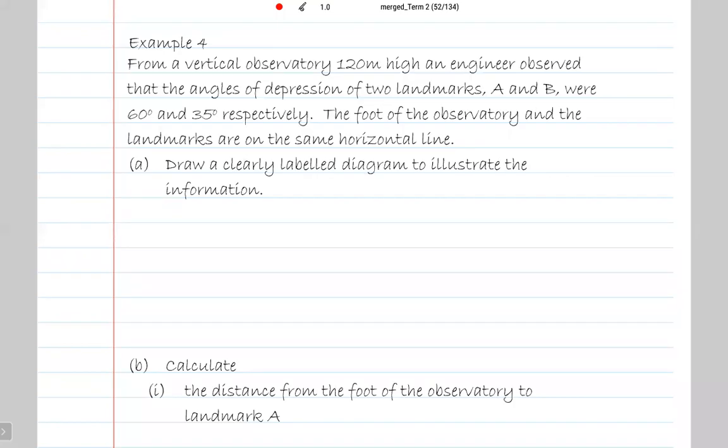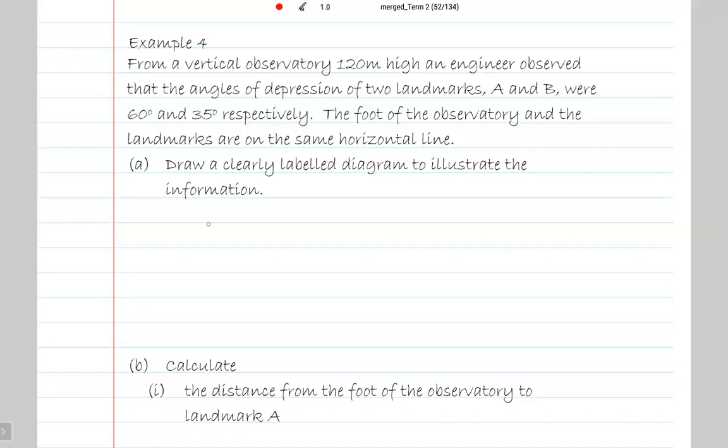All right, so example 4. It says a vertical observatory 120 meters high. From a vertical observatory 120 meters high, an engineer observed that the angle of depression of two landmarks A and B were 60 degrees and 35 degrees respectively. The foot of the observatory and the landmarks are on the same horizontal line. We are to A, draw a clearly labeled diagram to illustrate the information.